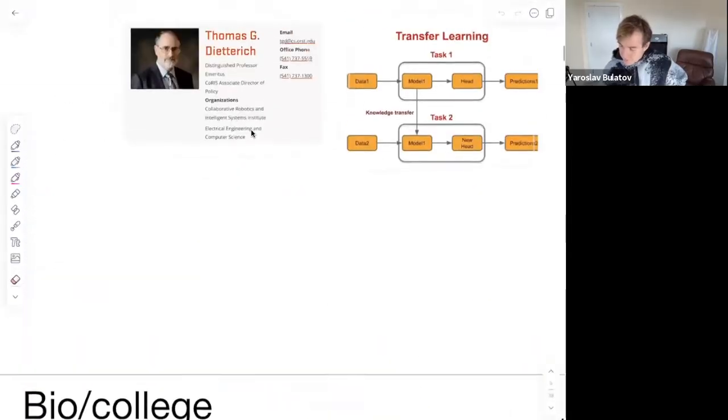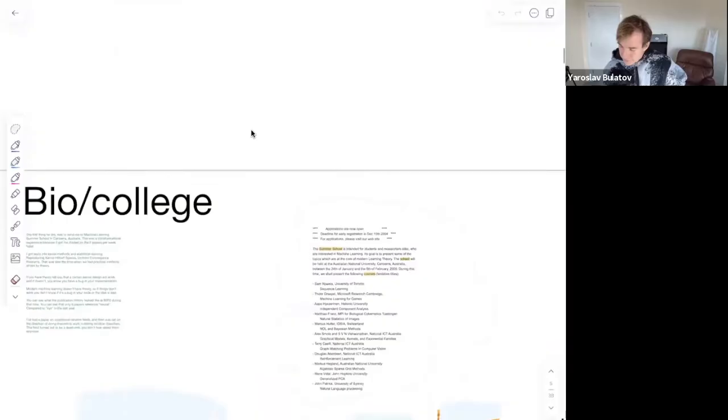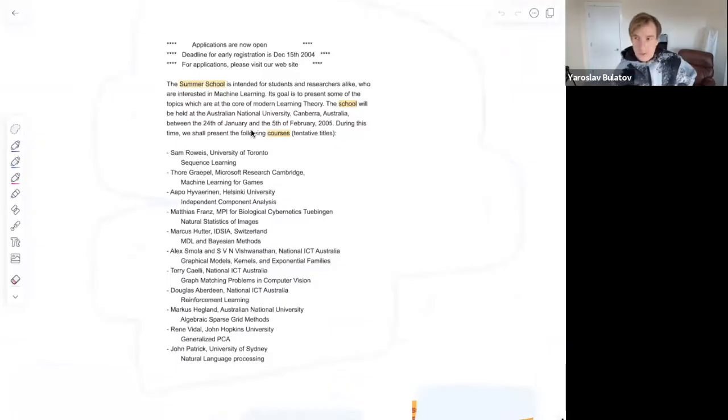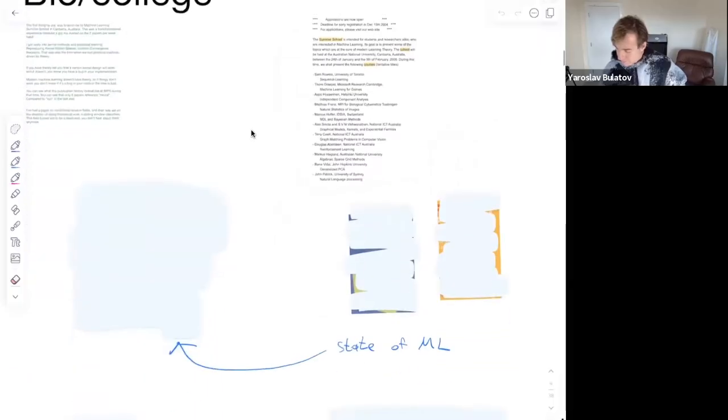So the first thing that Thomas did, he sent me to a machine learning summer school in Canberra, so that was a transformational experience. Going to that summer school kind of started me on my habit of reading 2 papers per day, and that got me to where I am here.